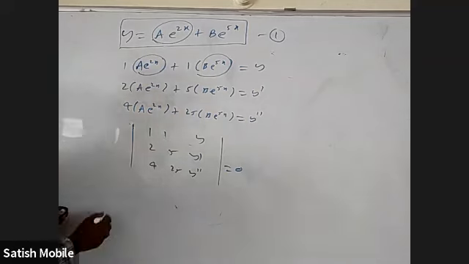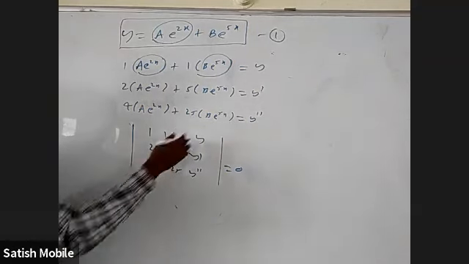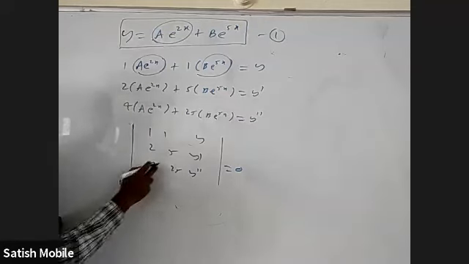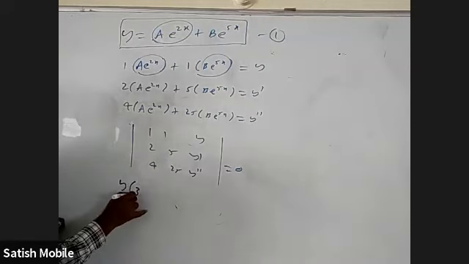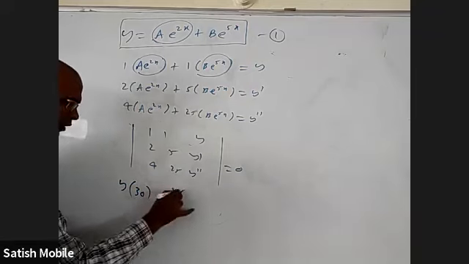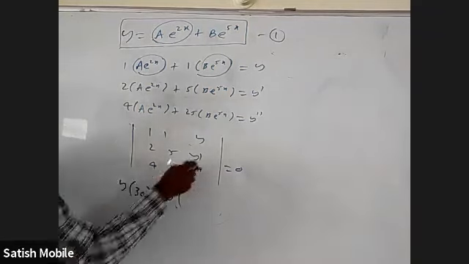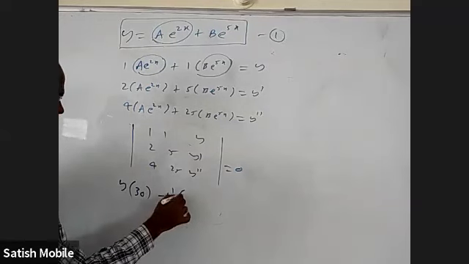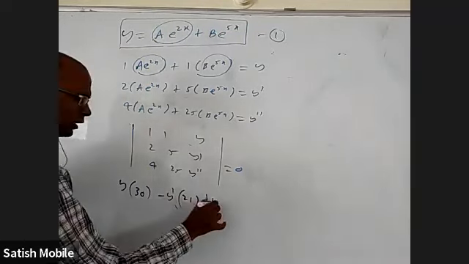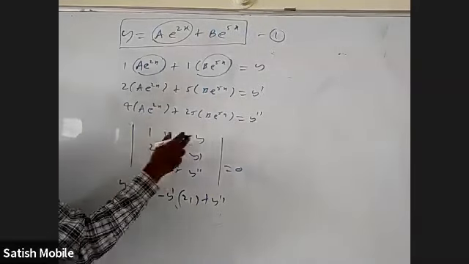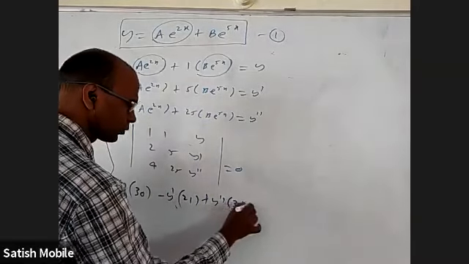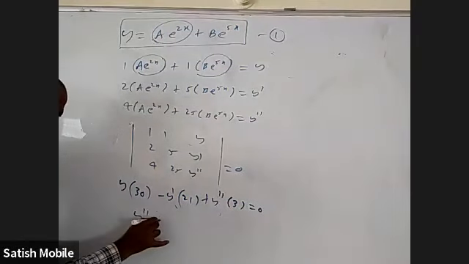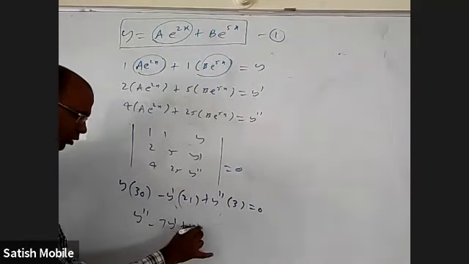Expand this determinant. I can expand using the third column. Y into what I'll get? This into this minus this into this: 50 minus 20, 30. Minus y dash into 25 minus 4, 21, with a minus 21. Plus y double dash into 5 minus 2, 3 equal to 0. Divide by 3, you got it. Y double dash minus 7y dash plus 10y equal to 0.